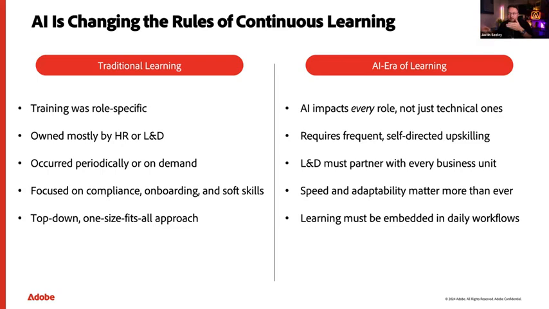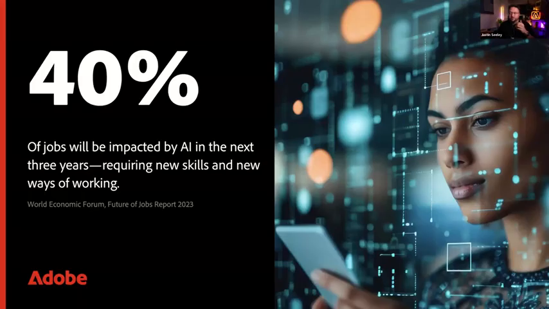But if they're not literate on AI tools, if they're not comfortable using these things, then they're not going to use them, and therefore they're going to lag behind. A big stat that I came across while researching this presentation is that 40% of the jobs impacted by AI in the next 3 years are going to require new skills and new ways of working. That's a pretty big number, especially considering that it's just in the next 3 years. So 40% of jobs will be impacted by AI in the next 3 years, and they will require new skills and new ways of working.